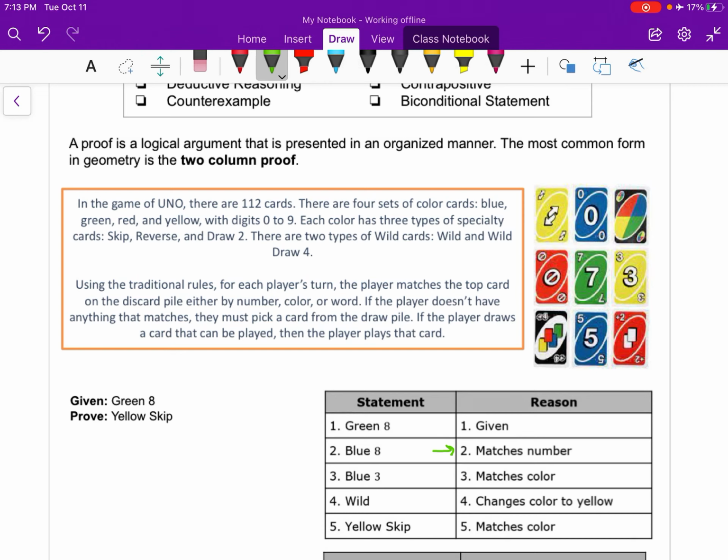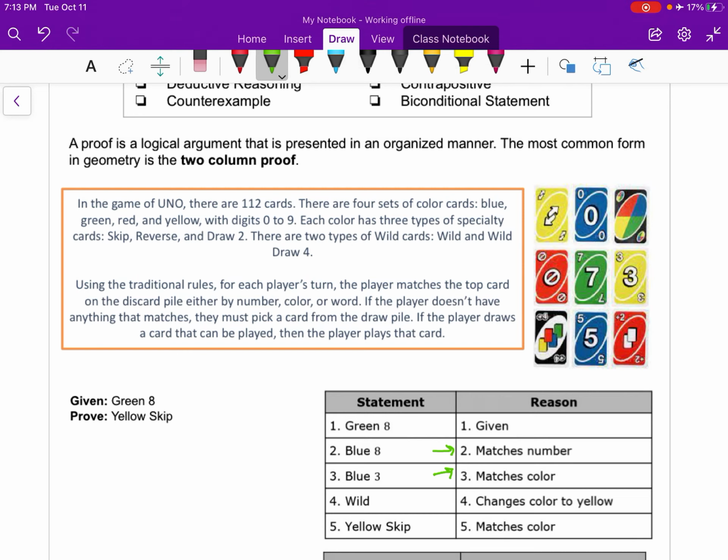So now that we have a blue 8 on top of the discard pile, the next player must either play another blue card or they must play another card that contains the number 8. In our case, the next player didn't have a number 8, but they did have a blue 3. So that is the card that they played. And the reason why we can do that is because the blue 3 matches the color of the card on the discard pile.